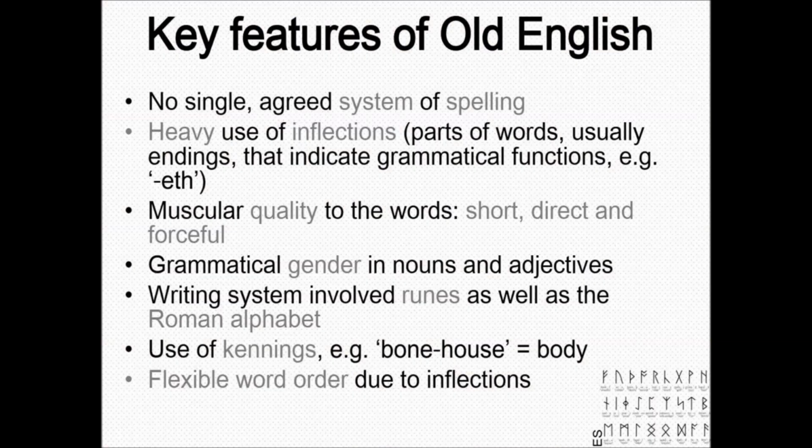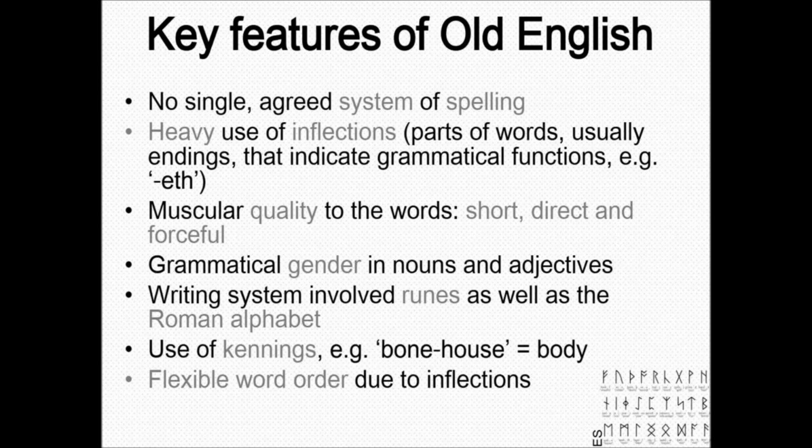Now let us discuss some of the key features of the Old English language. There was no single agreed system of spelling. Heavy use of inflections, that is parts of words, usually endings, that indicate grammatical functions. There is a certain muscular quality of the words, like short words, that they were direct and forceful. Grammatical gender in nouns and adjectives. A writing system involving runes as well as the Roman alphabet. And use of kennings, as for example bone house means body. These are some examples of kennings. And flexible word order was also there.